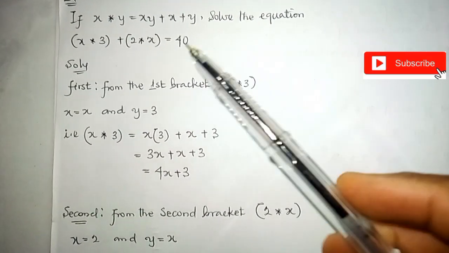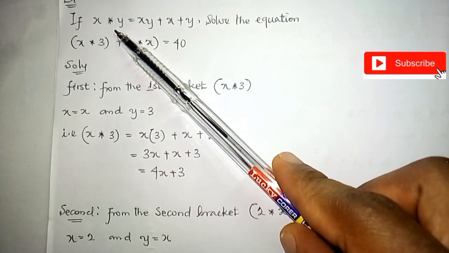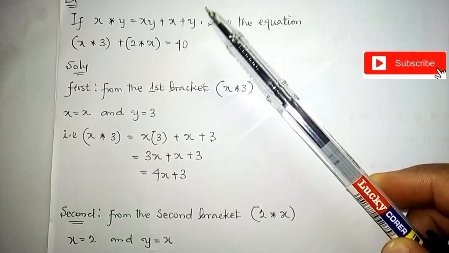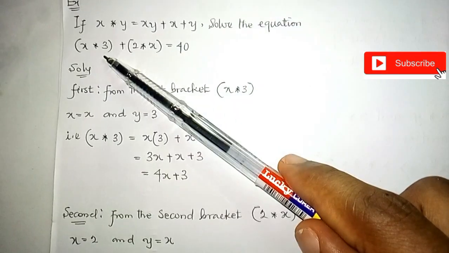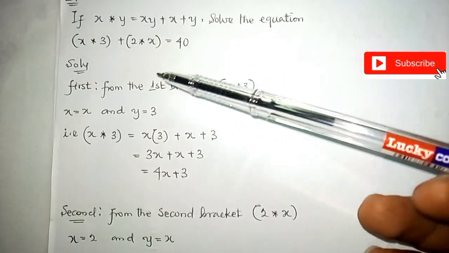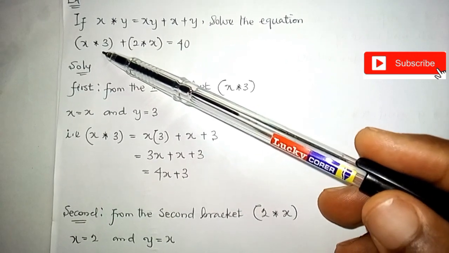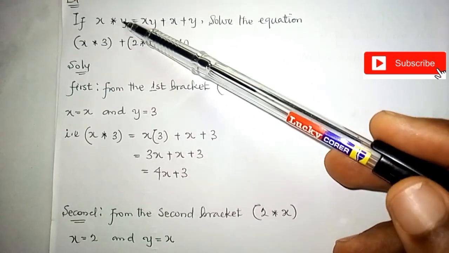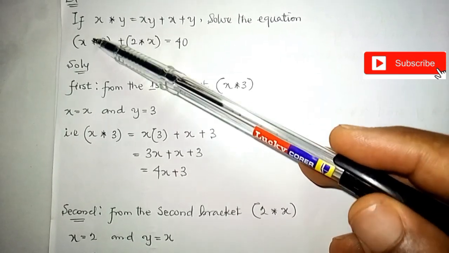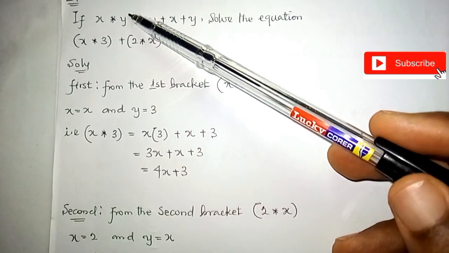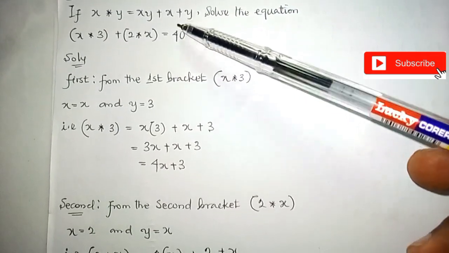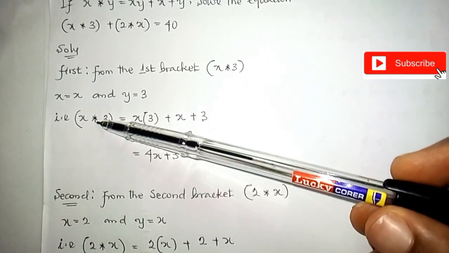So here we are being given that x asterisk y is given as xy plus x plus y. Solve the equation x asterisk 3 plus 12 asterisk x equals 40. The first thing we have to do is to solve the first bracket, representing it as x and y. That means we are equating x and y to x asterisk 3. So wherever we find x, we have x. Wherever we find y, we have 3. Then we impute that into what we have here.